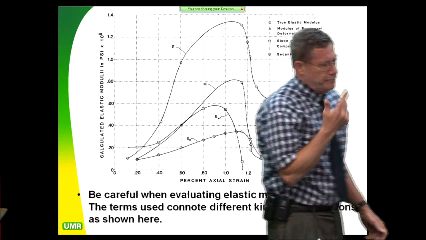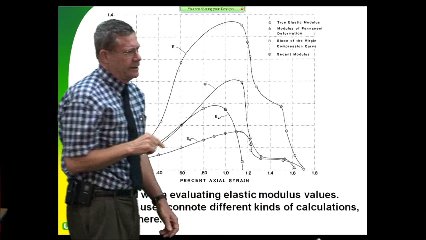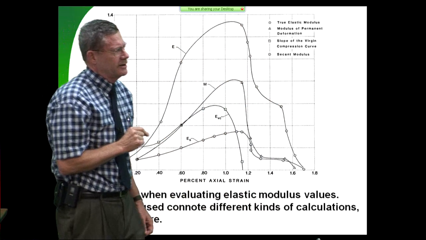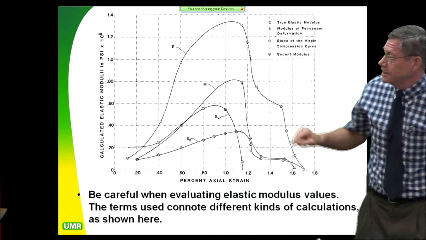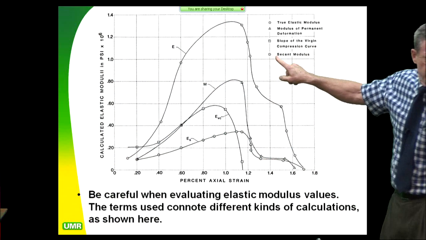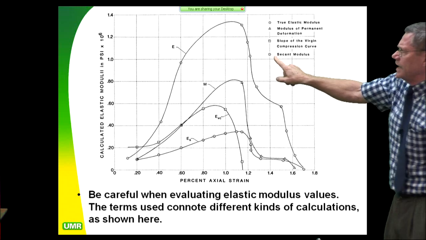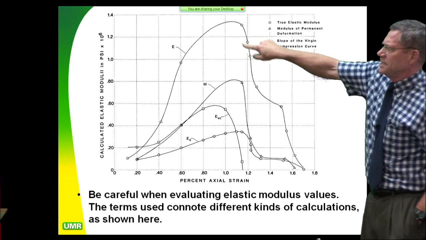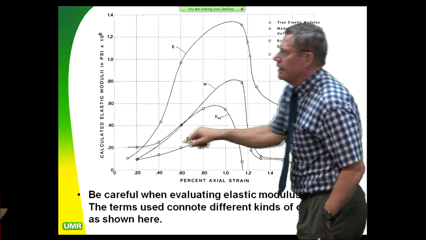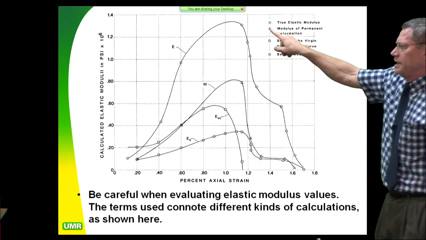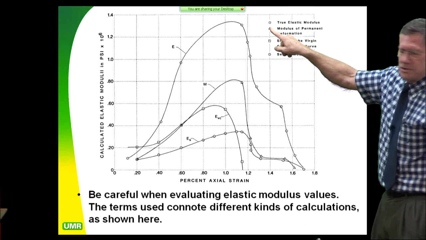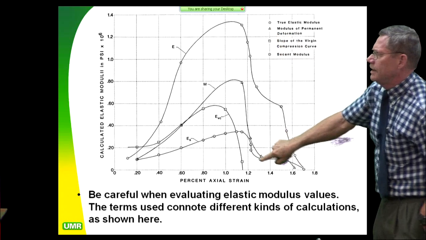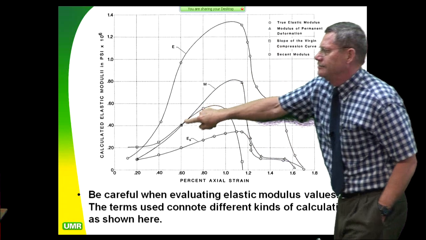All right. Be also careful when you're evaluating elastic modulus values. The terms used connote different kinds of calculations. What I'm showing you here, the circles, is the secant modulus. Everybody loves to use the secant modulus because that gives you the biggest number, and it's the one that has the least to do with reality. Here's the modulus of permanent deformation, shown with the triangles. The modulus of permanent deformation is M, and that's this one right here.